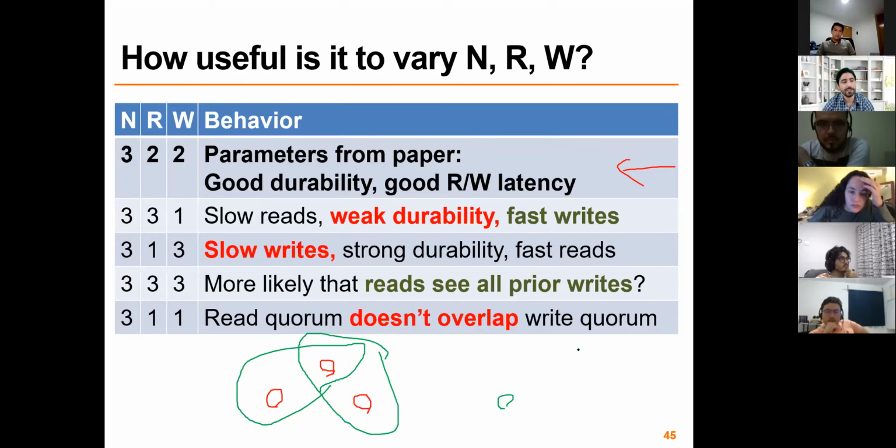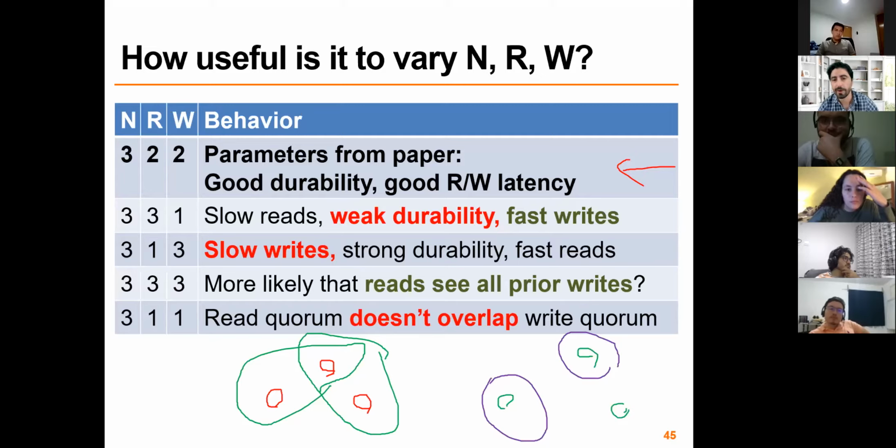But if you don't consider that, if for 3 replicas you read from 1 and write to 1, the situation can be something like this: you write here and you read from this one. So there is no overlap between them, so it doesn't work. Anyway, there are tunable parameters. Depending on how you tune them, you get different types of performance, and that's why you can tune them.